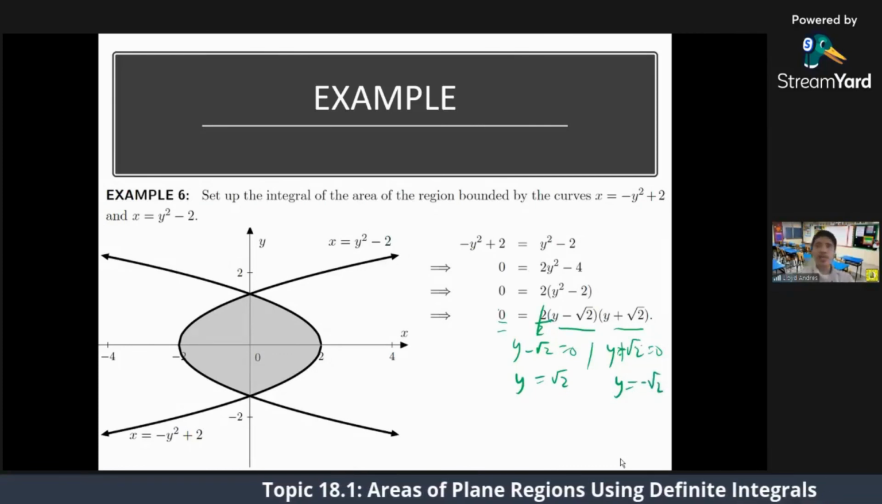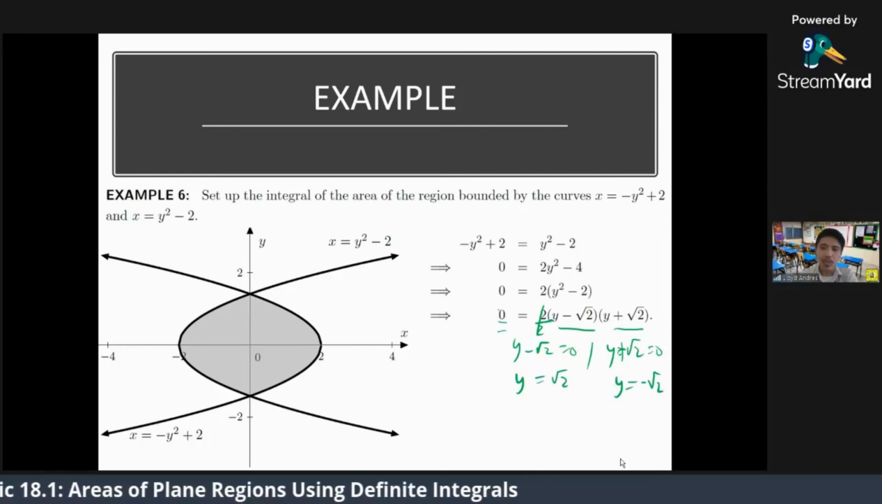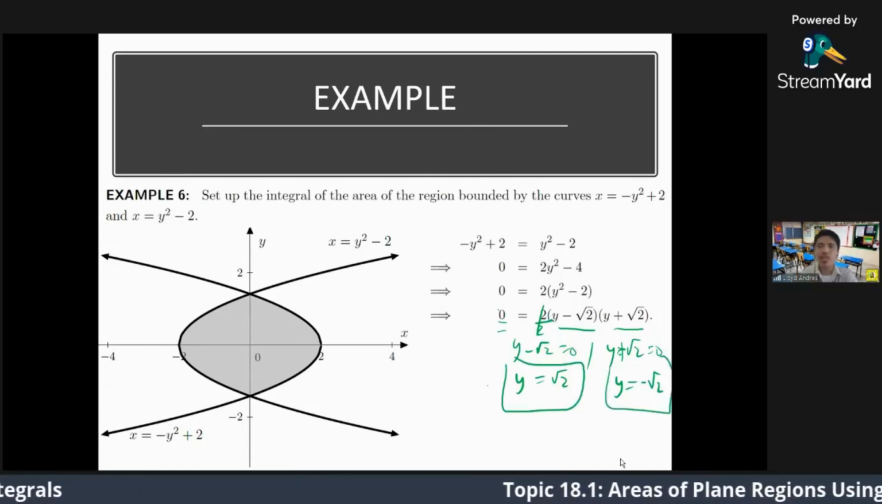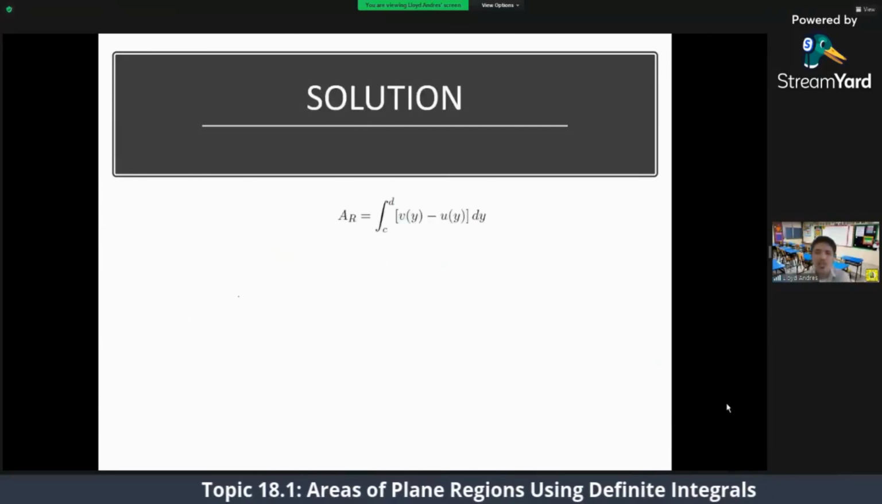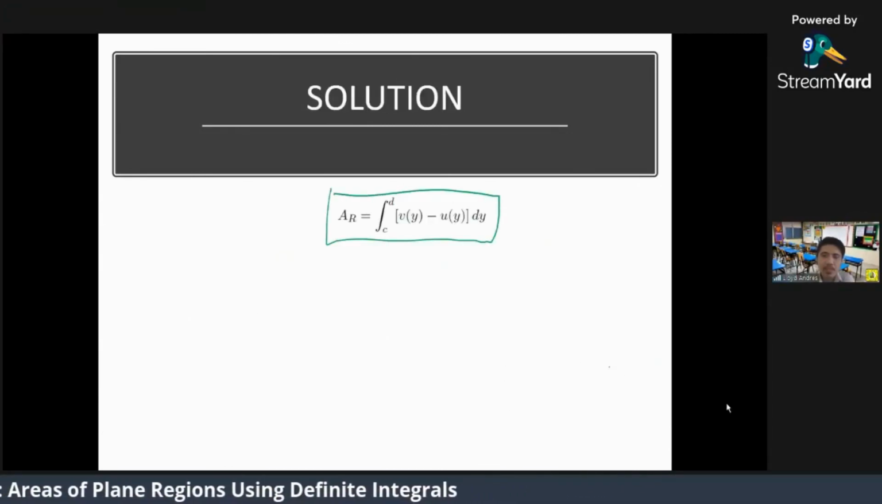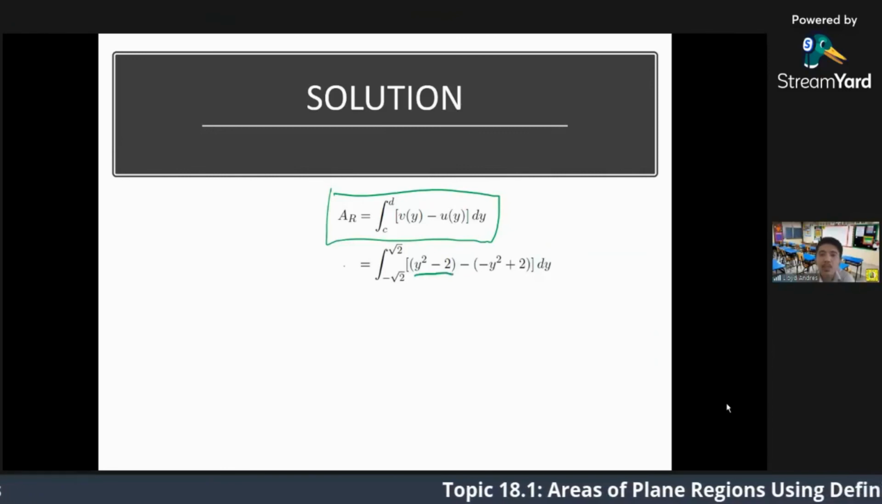Actually, if we are only talking about the limits, we no longer need to find x, since the y coordinates are our concern. Since we now know the y coordinates of our limits, we can go straight to the equation. So again, this is our right limit, y squared minus 2.